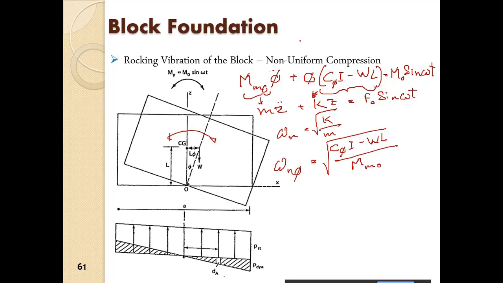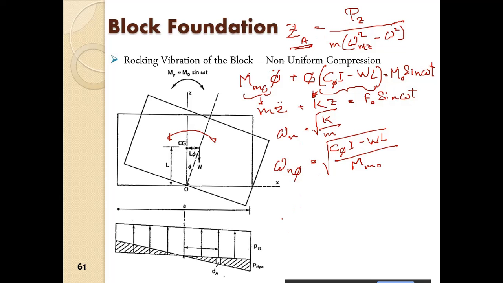We had earlier defined ZA, the maximum amplitude. So we have the maximum force applied in the Z direction, divided by mass into omega square in the translation in the Z direction minus omega square. So this is the maximum amplitude in the Z direction.